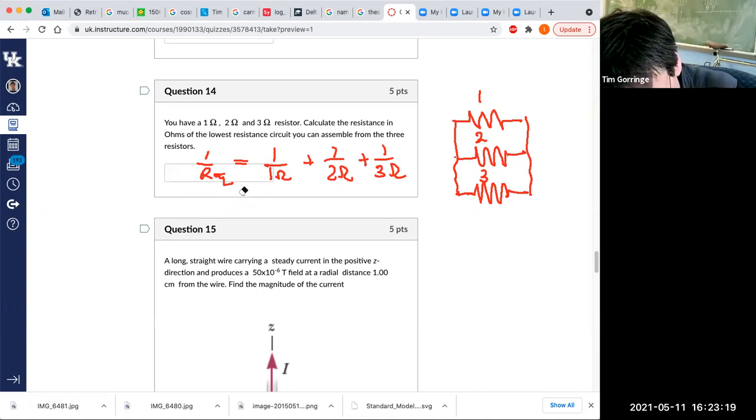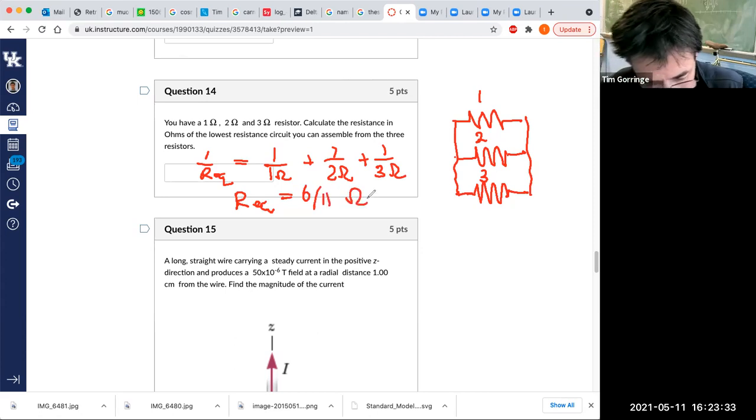And so the equivalent resistance is going to be 6 over 11 ohms.